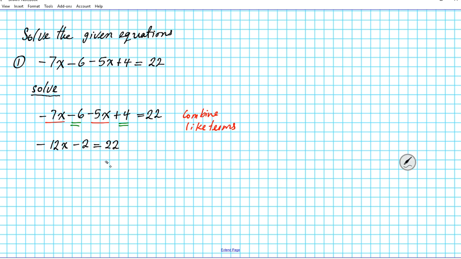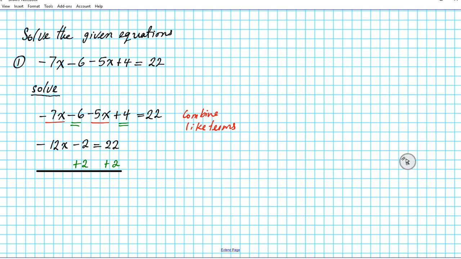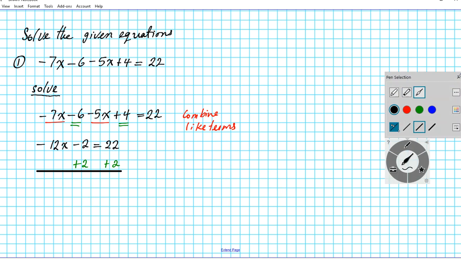Okay, now we're going to proceed to isolate x. In order to isolate x, we will get rid of negative 2 first and then divide by negative 12. Okay, so add 2 to both sides, add 2, and that's going to give us negative 12x minus 2 plus 2 adds up to 0 equals 24.